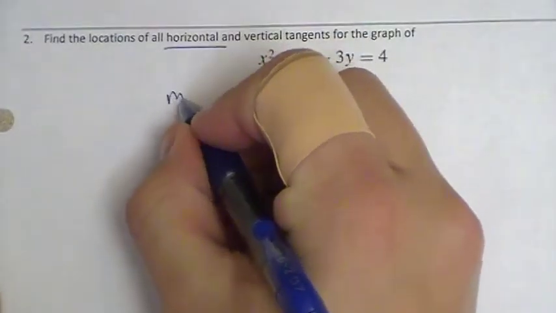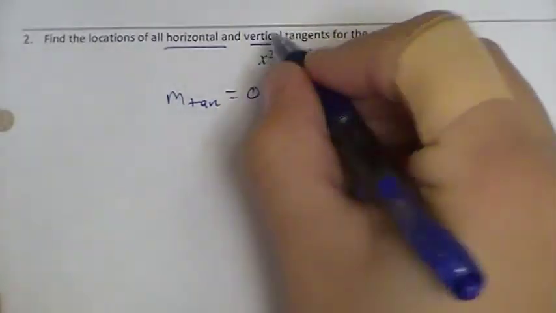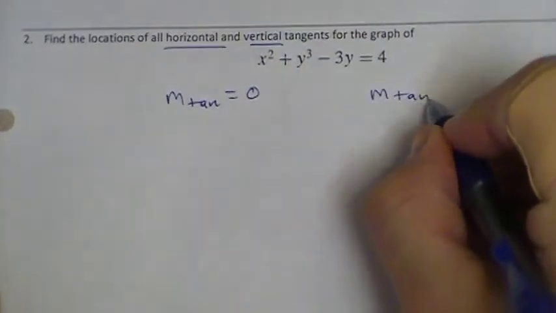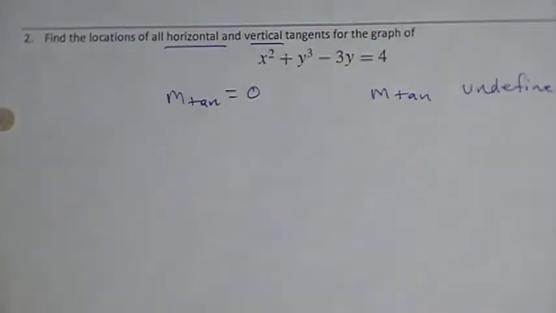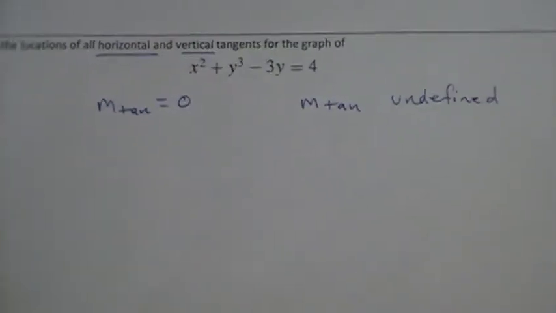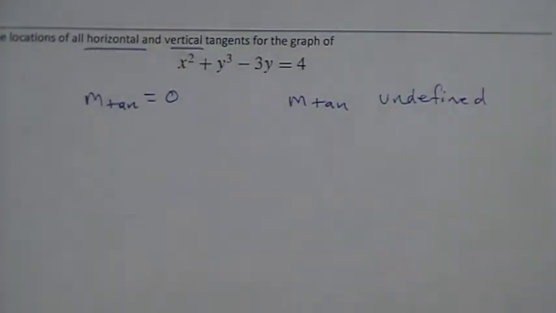A horizontal tangent is just going to imply that the slope of the tangent line is 0, or the derivative is 0, and a vertical tangent would mean the slope of the tangent line is undefined. So we have a little bit of work to do here. Since we're looking for tangent lines, we need to find the derivative, because slopes of tangent lines are determined by values of dy/dx, or values of the derivative.